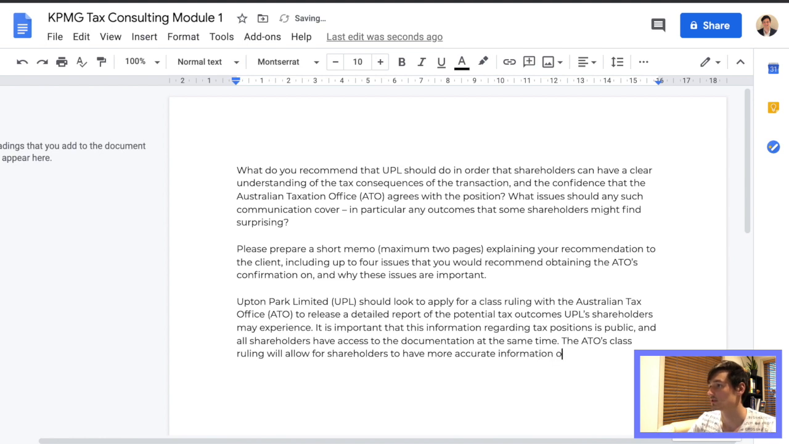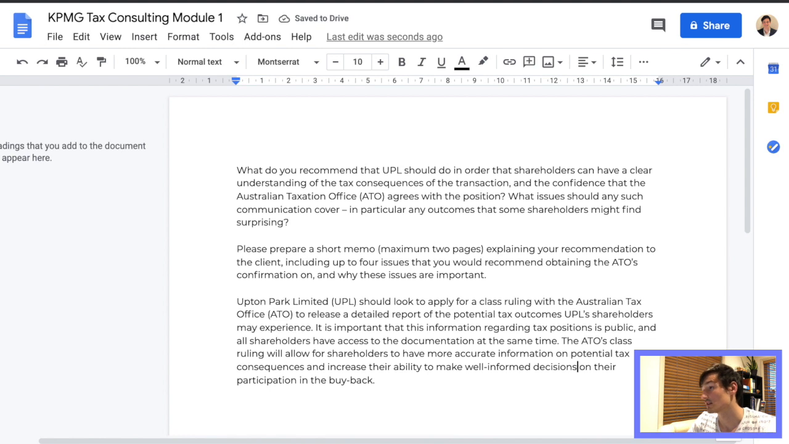And that the information is accurately provided for everyone in terms of the tax consequences. It also allows them to make a well-informed decision on their participation in the buyback. And there are some eligibility issues that we will outline. I believe it's just residency in Australia or New Zealand.